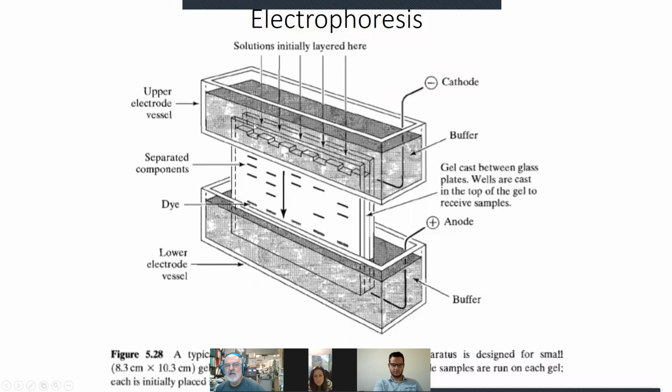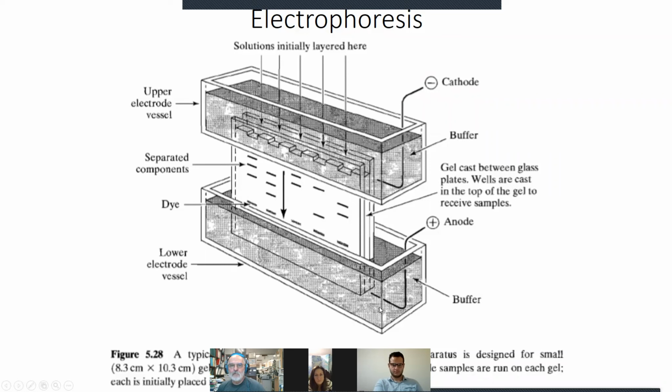You pour it, and you create some kind of indentation with a plastic mold of some kind that creates the wells, and then you can run multiple samples across it. Again, notice cathodes and anodes and who's running in what direction. All of this depends upon the setup.